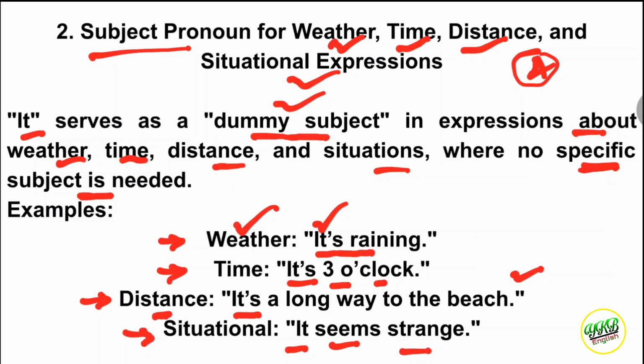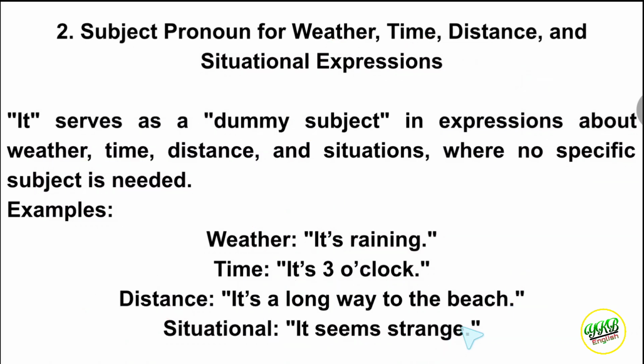So there are four ways to use it as a dummy subject: for weather, time, distance, or situational. For weather, it's raining. For time, it's 3 o'clock. For distance, it's a long way to the beach. For situational, it seems strange. I hope you understand it as a subject pronoun. Okay, so let's see the next use of it.